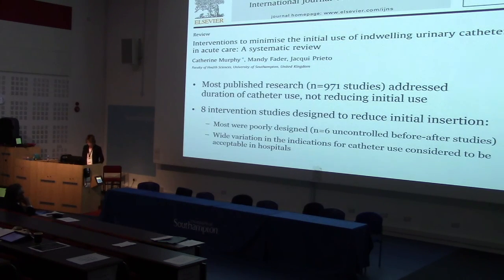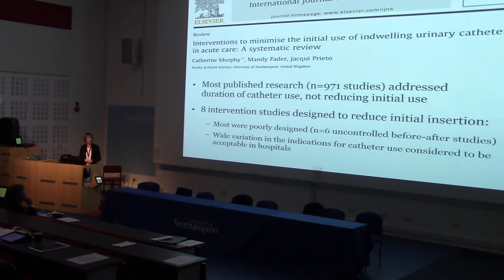We did a systematic review of interventions to minimise initial use of catheters in acute care. Most of the research we found, so 971 studies, addressed the problem of duration of catheter use, and so looked at timely removal of catheters, which is important. And again, because of the speed with which biofilms form, we don't want catheters dwelling any longer than they need to be. But we found just 8 studies that were looking at interventions to reduce the initial use of catheterisation that we could include in our review.